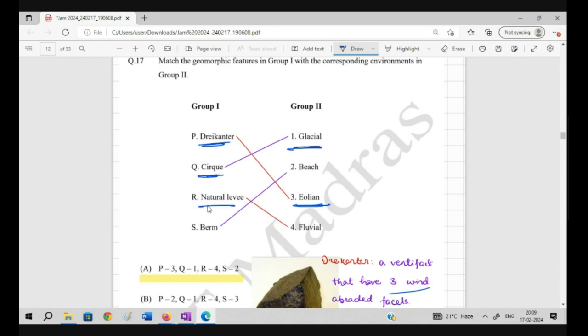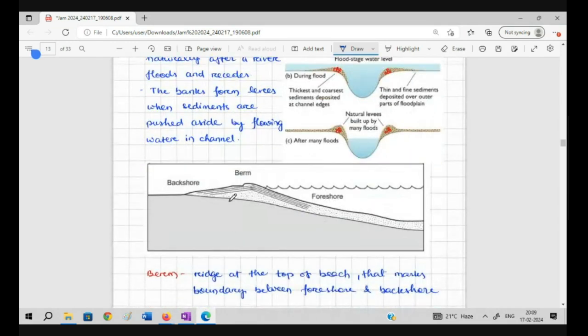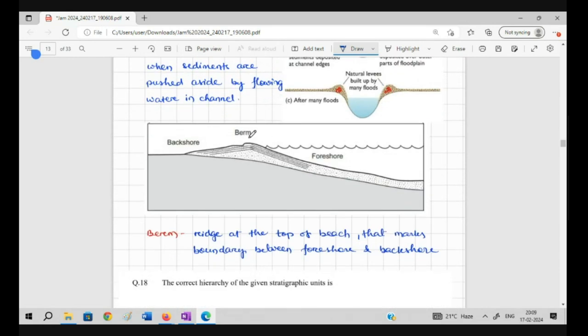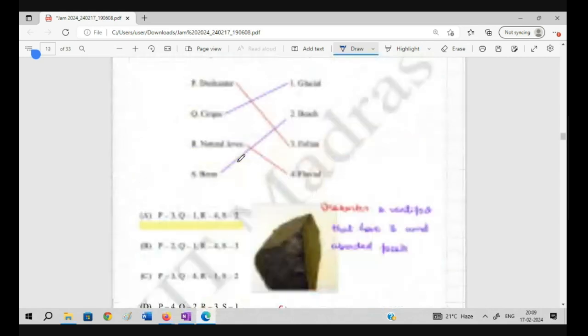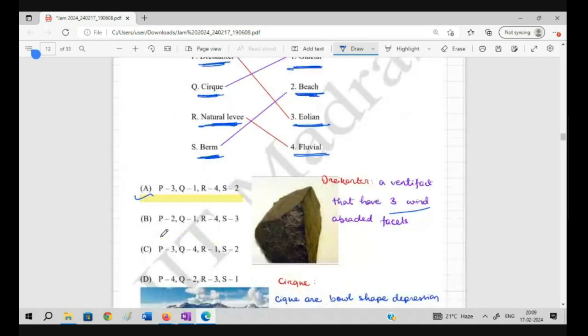And the next one is natural levee. Natural levee are formed on the banks of the river. Okay, so they are associated with fluvial environment. And the bombs, these are formed along the beaches. Okay, they are formed along the ocean beaches. Let's see, you can see these are the bombs. Okay, they are a ridge like structure found at the ocean beaches. Okay, so if we match it, the correct option will be option A. Is it okay? Yes, sir.